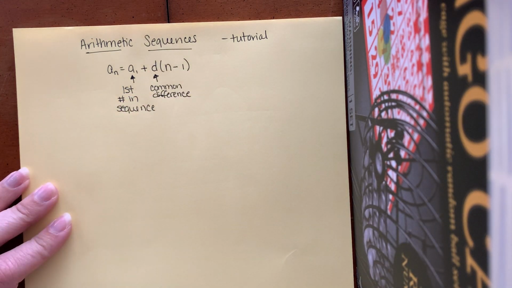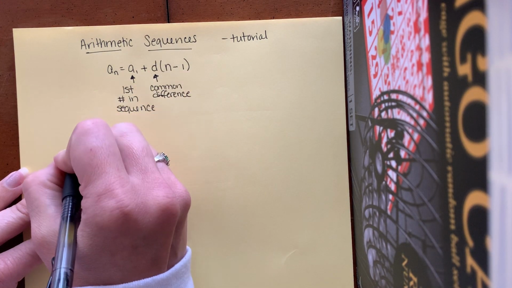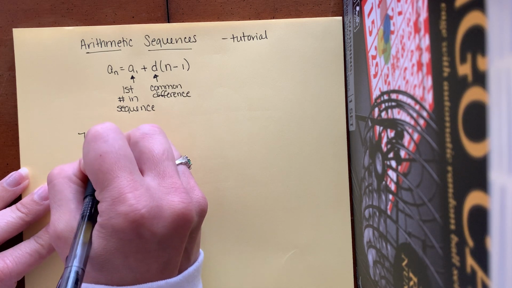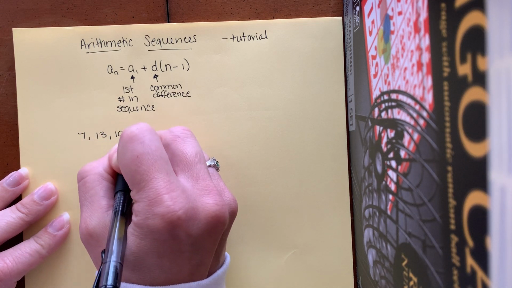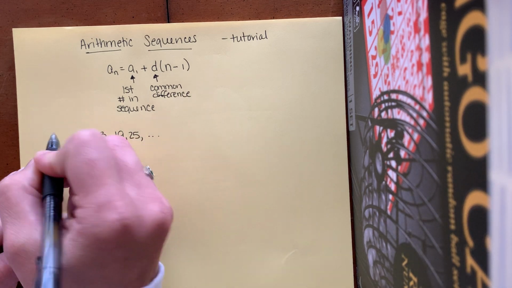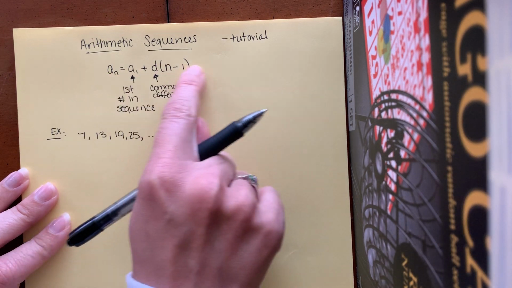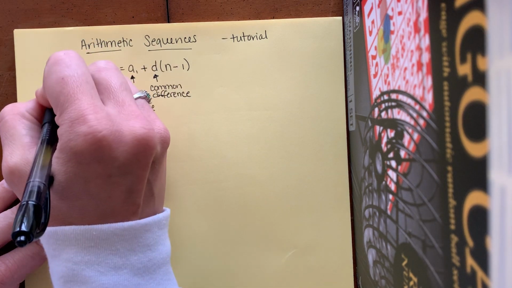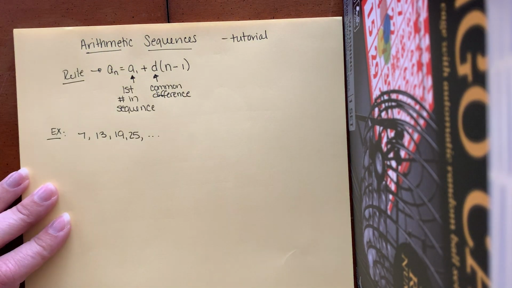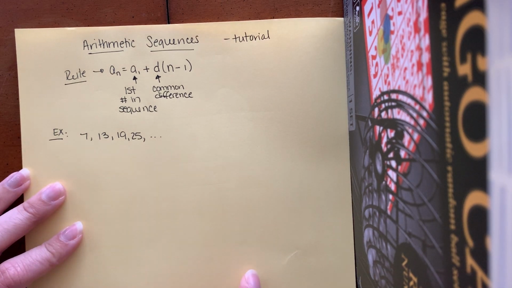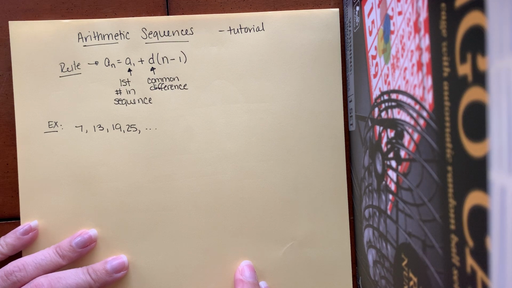All right, so if I give you a sequence such as 7, 13, 19, 25, ... I want to know what is the rule for the nth term, and then we can use that rule to find any number in this particular sequence. In order to figure out the rule, which is this equation up here, I need to know what my first number is. I need to know what I am increasing or decreasing by, and then I can plug those values in.